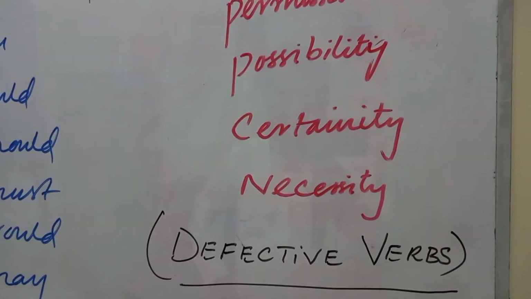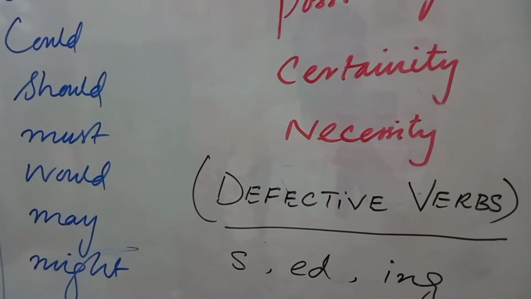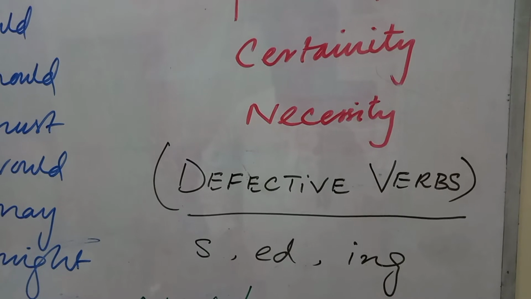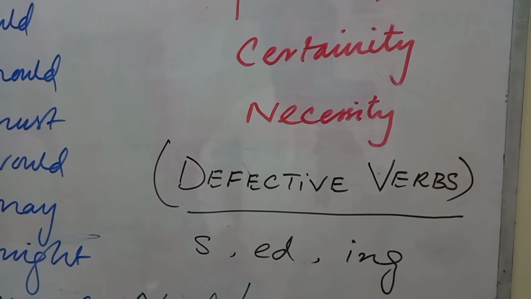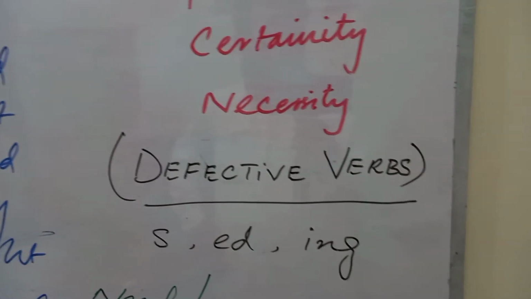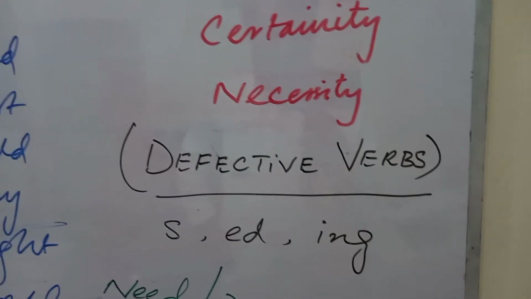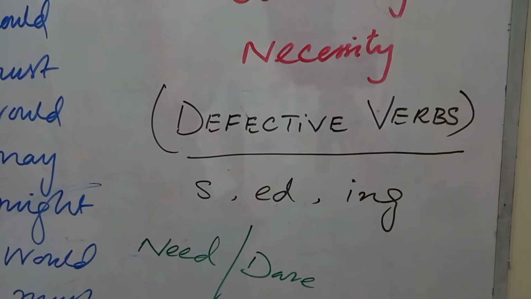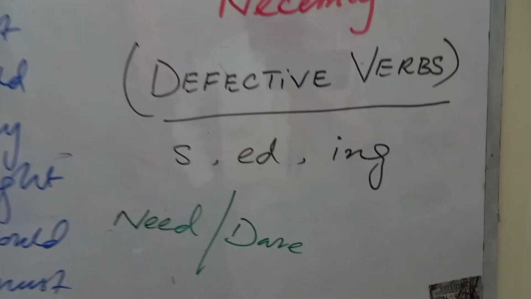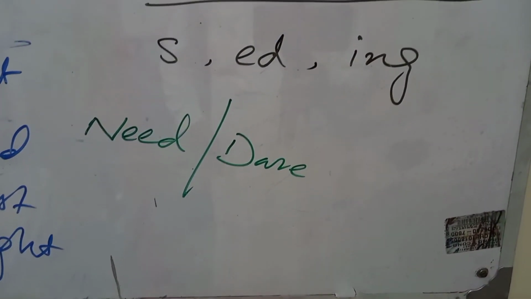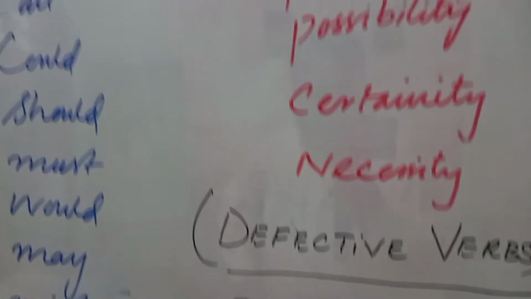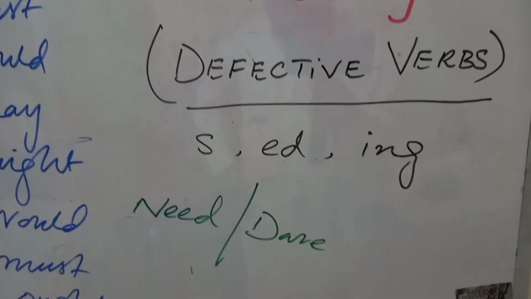Why do we call them defective verbs? Because in sentences in which the modal verbs are used, we do not add s, we don't use ed, and we don't use ing form. So they can be called defective verbs as well. There are two more words, that is need and dare. These two words are termed modal verbs as well because they are used like that.